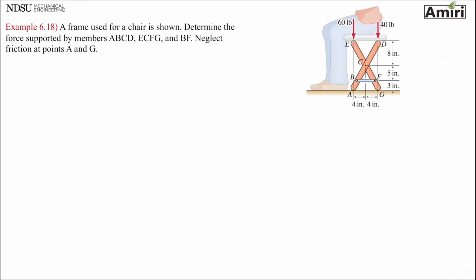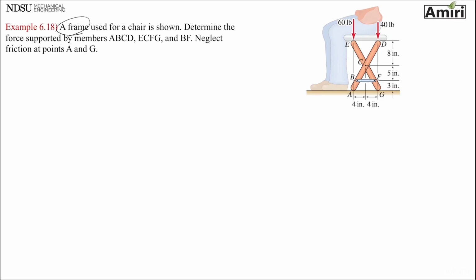The last example that I have for you is a frame used for a chair. So it made our life much easier. It tells us it's already a frame. Frame used for chair is shown. Find the force supported by members ABCD, ECFG, and BF. Basically every member that I see in that frame.